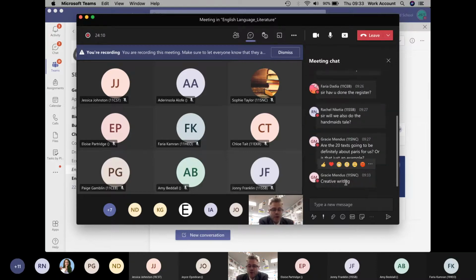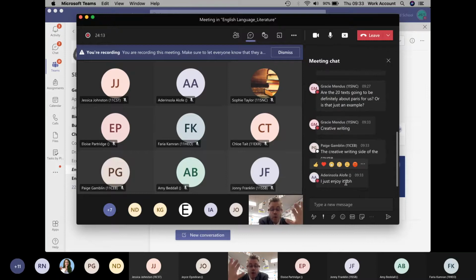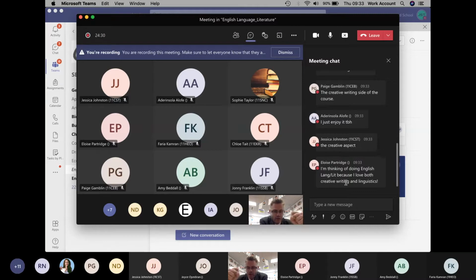Oh, here we go. Creative writing. There is, Gracie, an element of creative writing, and the whole of the coursework, it's not creative as such, but it's all your own focus. You decide what you're going to study, which is really exciting. Yes, there is a creative element. Don't be too sidetracked by it, though. It is there, but it's not a huge amount of the course. It's one aspect of one of the final exam questions, but it is there.